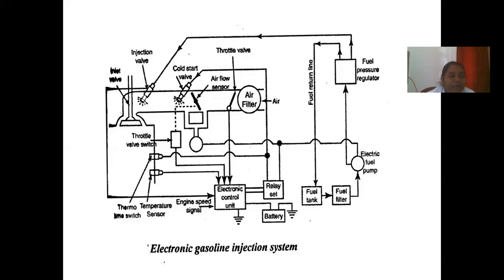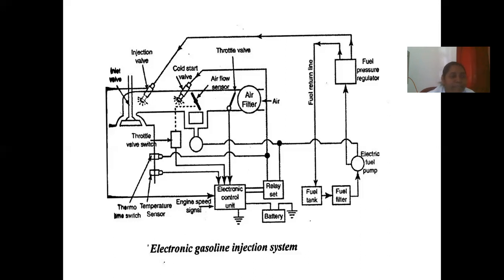The manifold absolute pressure sensor senses the vacuum pressure in the engine's intake manifold and gives an indication of the load on the engine. Then the speed or crankshaft sensor. It provides information to the ECU about the engine rotating speed and the position of the crankshaft.